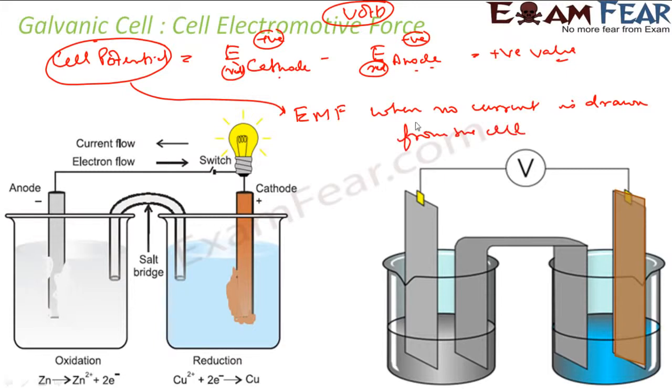Please note, this value is called electromotive force, EMF, when there is no current. For example, in this case, now there is a current drawn, right? So this is not EMF. If you apply some voltmeter here, you won't get EMF. But in this case, since there is no current being used, whatever V you get becomes the EMF of the cell. When I say EMF of the cell, that means the cell potential of the cell when there is no current drawn from the cell.